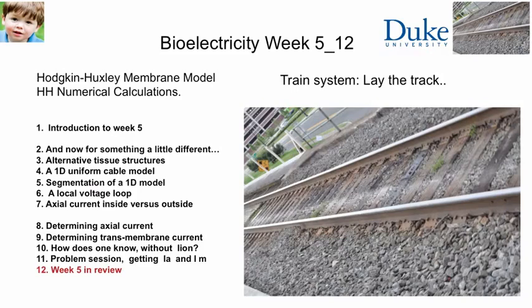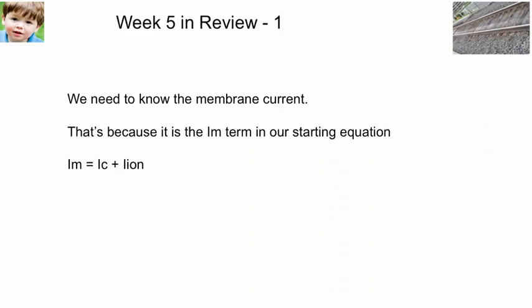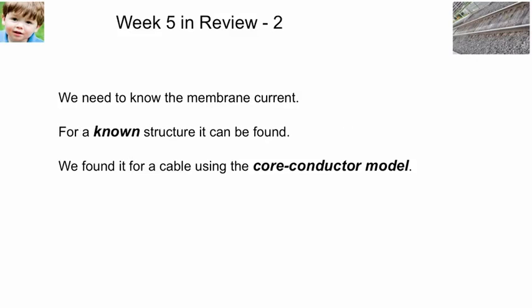We began this week with the realization that we needed to know the membrane current. We needed it because it's the starting term in our equation Im equals IC plus I ion. So we set out to get a value for Im and to get this from the set of VMs up and down our structure. In order to find the membrane current, we have to know what the structure is. We chose in particular the core conductor model for a simple, uniform, cylindrical fiber.